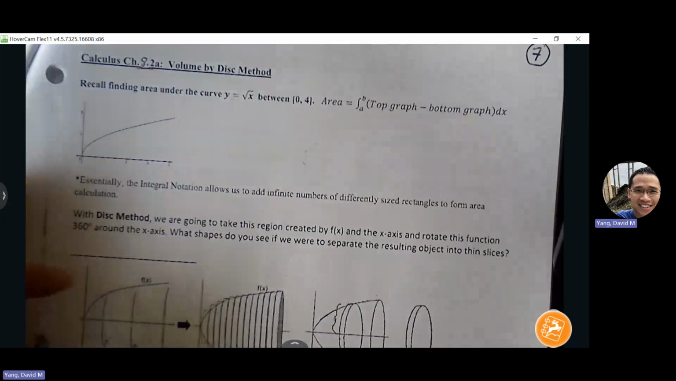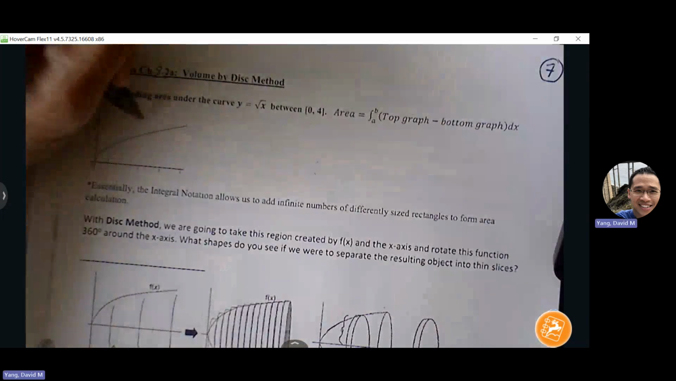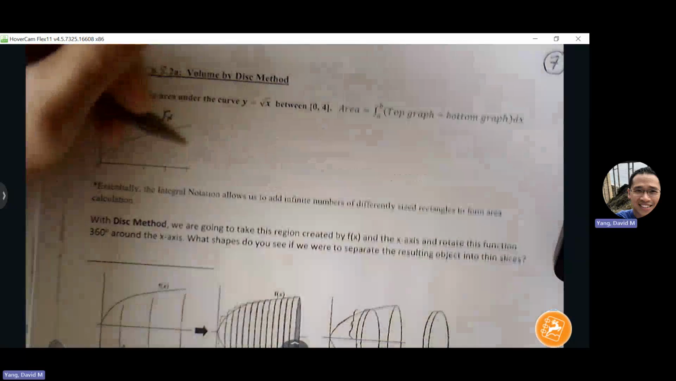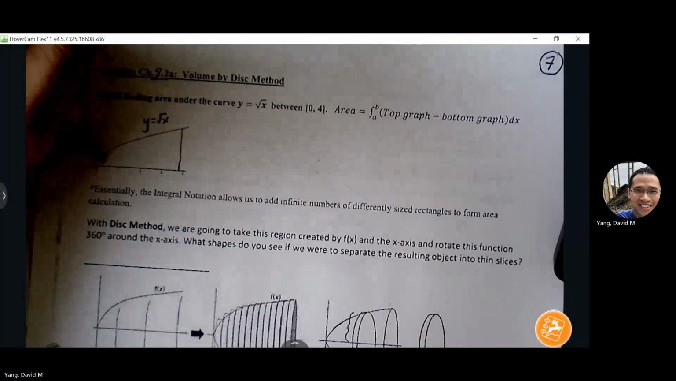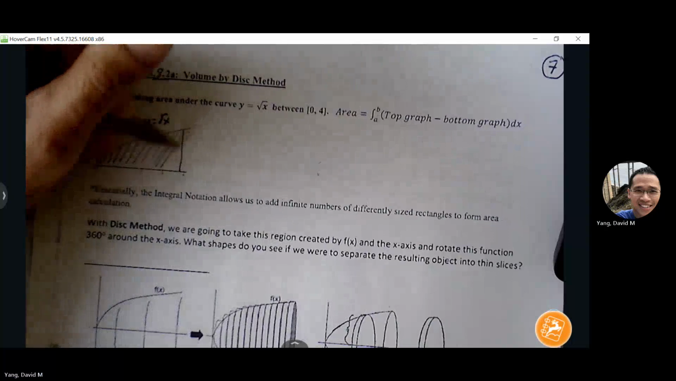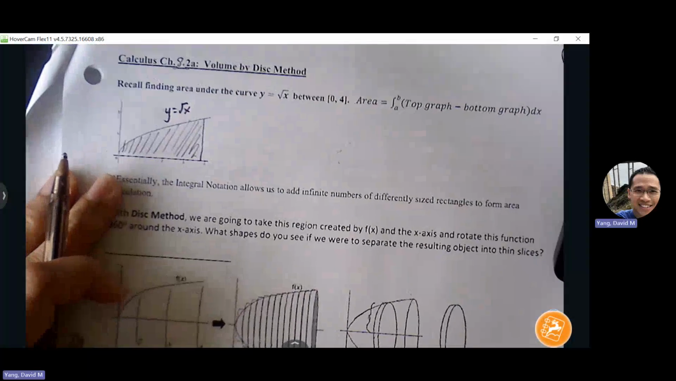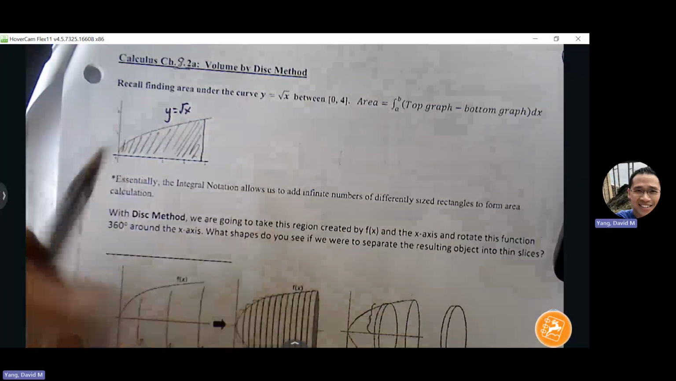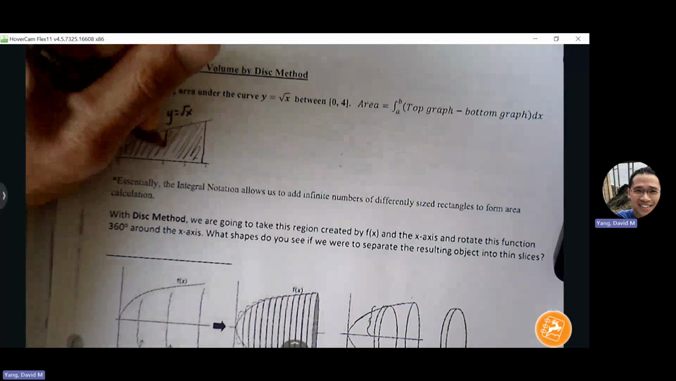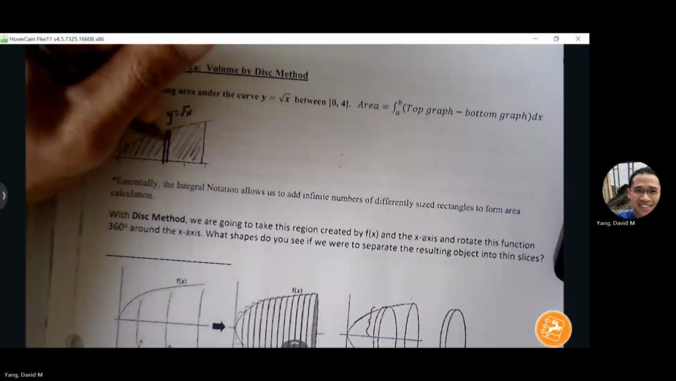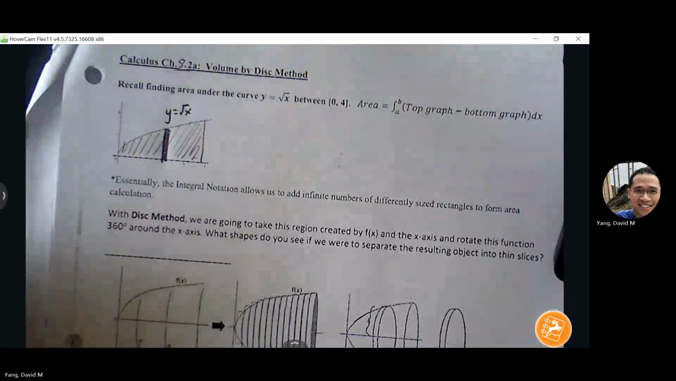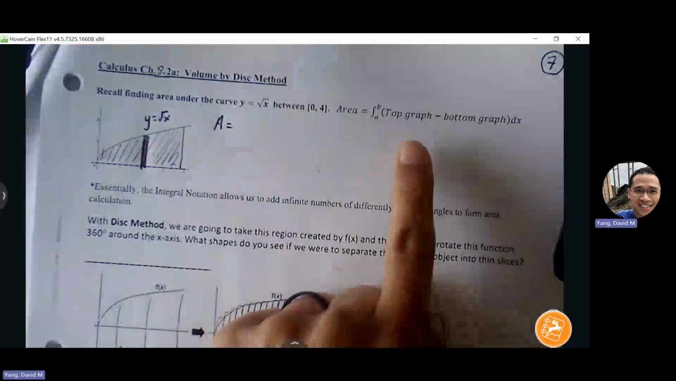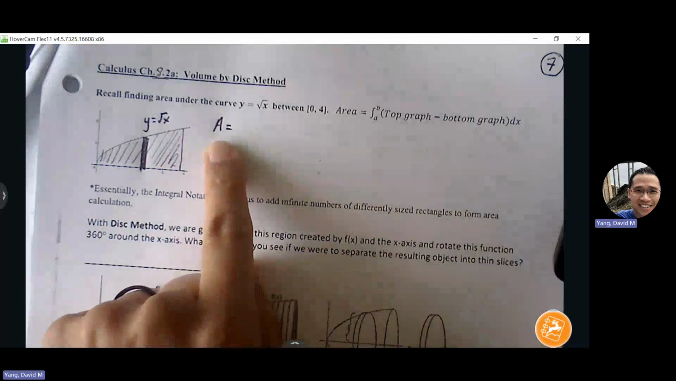So let's recall finding the area under the curve y equals root x. So let's say this curve is y equals square root of x, between 0 and 4. So here's my shaded region. If I want to find the area, it's just top graph minus bottom graph. The graph on top is the curve, and the graph below is the x-axis. So my area is just what we see in this formula here, top graph minus bottom.